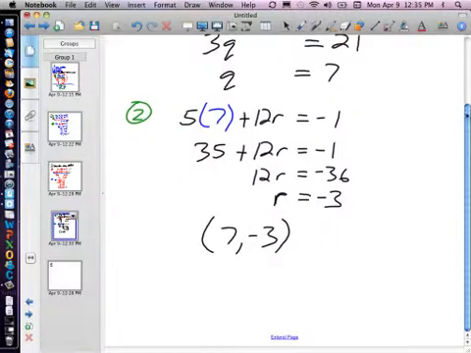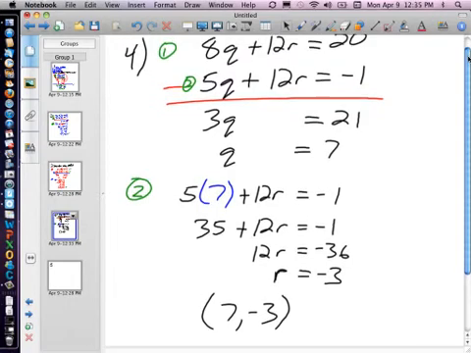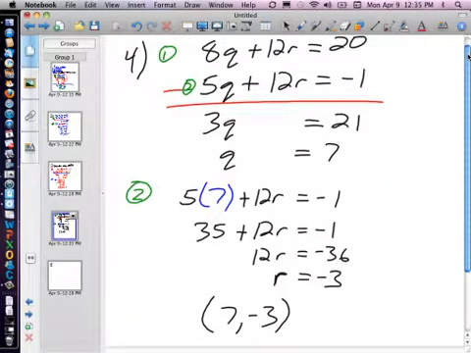And then going back up to our equations, let's plug it in. Mentally might be a struggle this time. Let's try it. 8 times 7, 56, minus 36 equals 20. That wasn't too bad. That worked. And then 35 minus 36 is negative 1. Okay, we were able to do that mentally, not too badly. So 7, negative 3 is the correct answer.